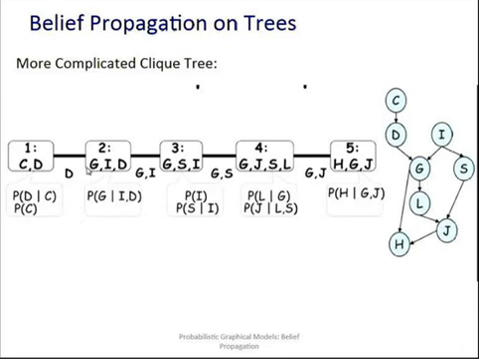And we can also see where these different cliques are. C and D, GID, GSI, GJSL, that's GJSL, that's this piece here, and HGJ.